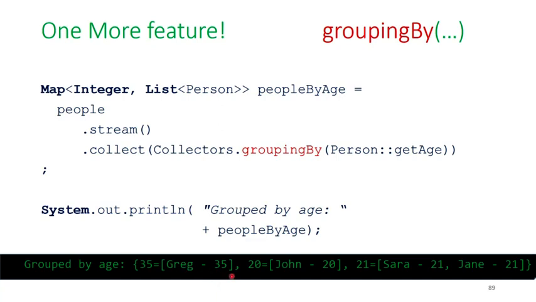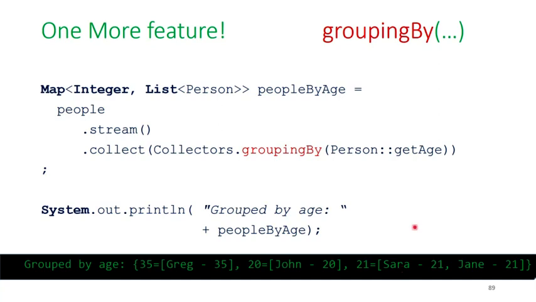And then the next element of my map. There is one person that is 20 years old, John. John is 20. And then there are 2 people that are 21. This is where it gets interesting. There are 2 people that are 21. So you can notice here the square brackets mean, we talked about list, right? So this was a list of one person, Greg, a list of one person, John, and here comes a list of 2 persons, Sarah and Jane. Both of them are 21.